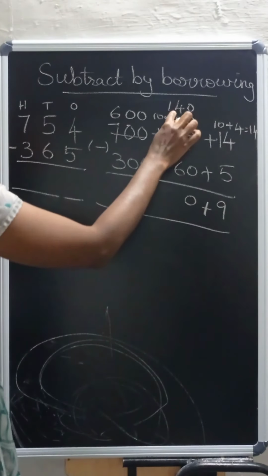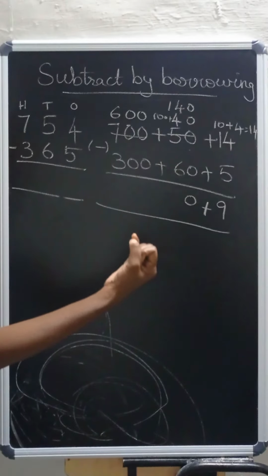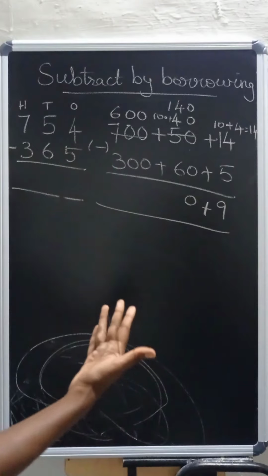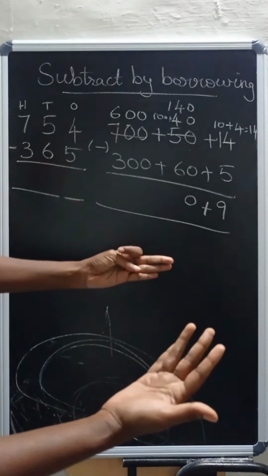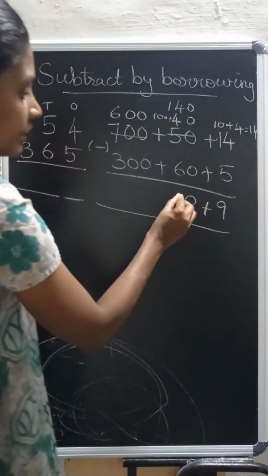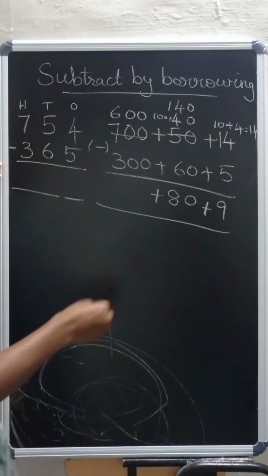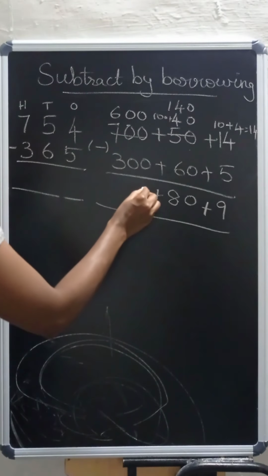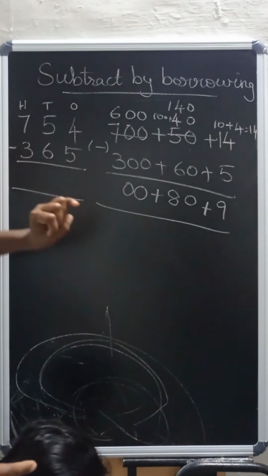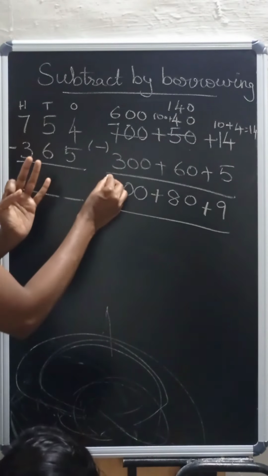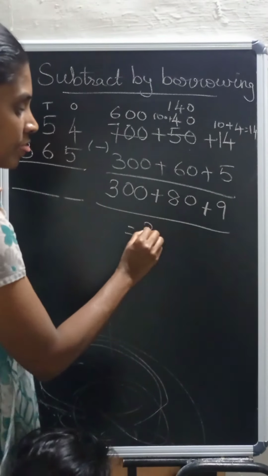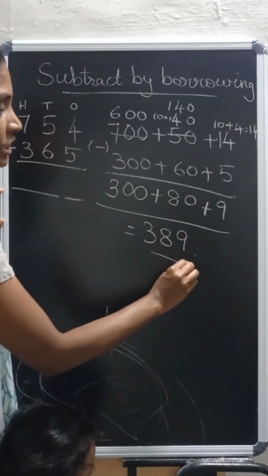Now we will subtract 0 minus 0 is 0. Now after 6 count till 14. After 6, 7, 8, 9, 10, 11, 12, 13, 14. So you got 8 fingers. So I will write a 8 here. 80. Now 600 minus 300. 0, 0. After 3 count till 6. After 3, 4, 5, 6. So you got 3. 300 plus 80 plus 9 is 389. This is your answer.